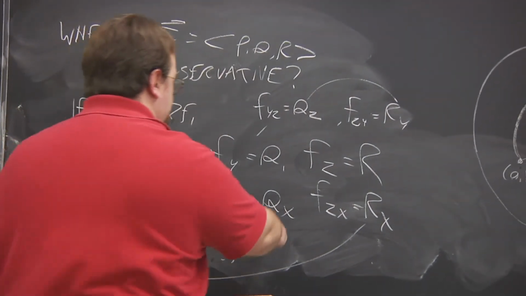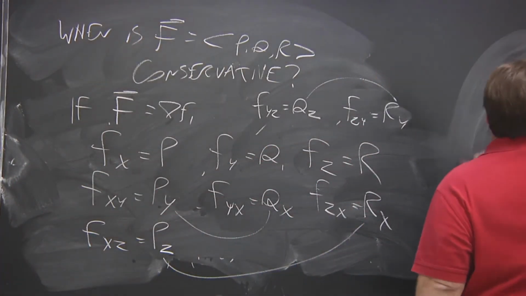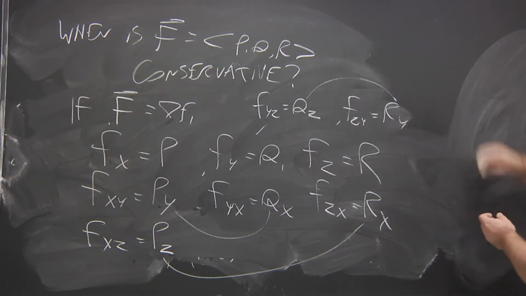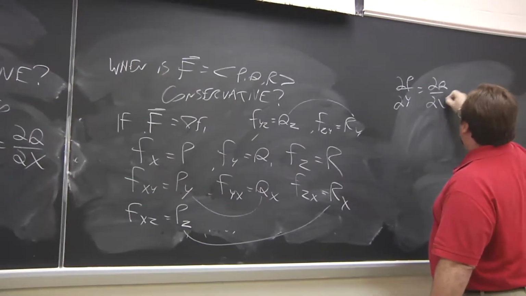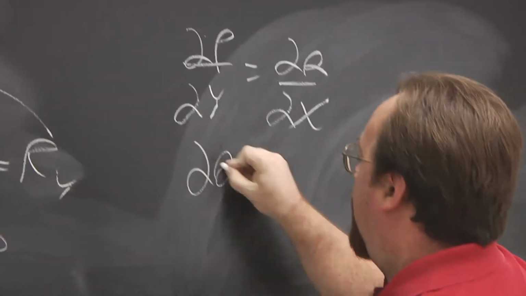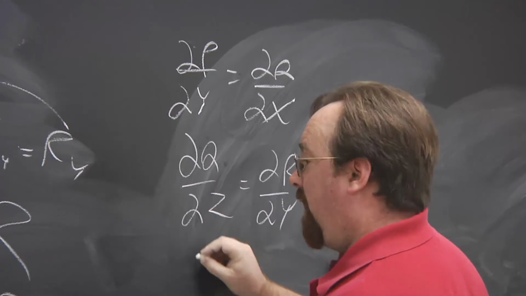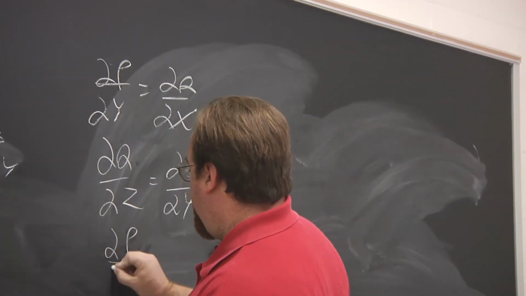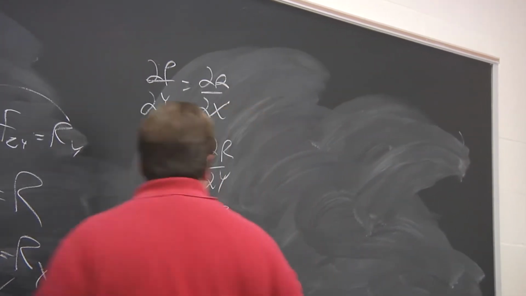So py equals qx, just like in 2 dimensions. Then we have qz is equal to ry. And we have pz is equal to rx.